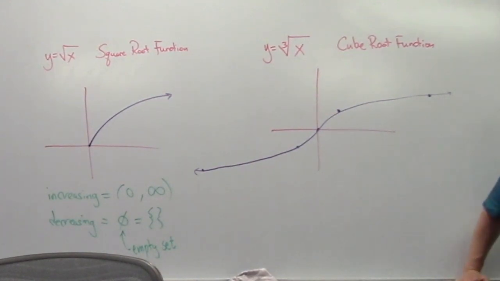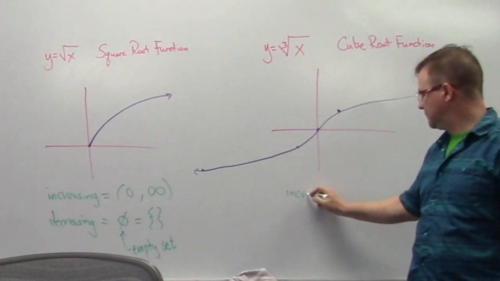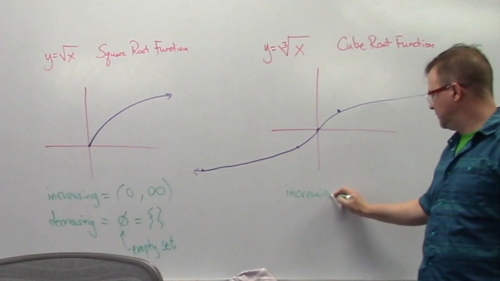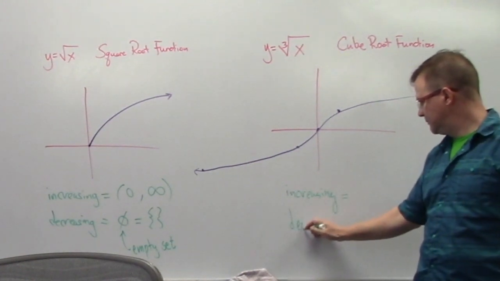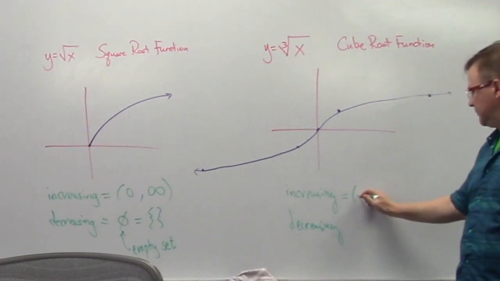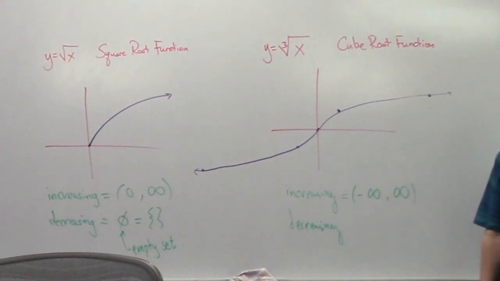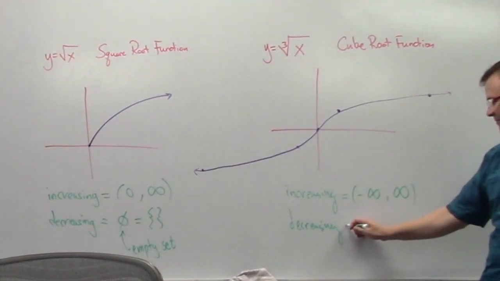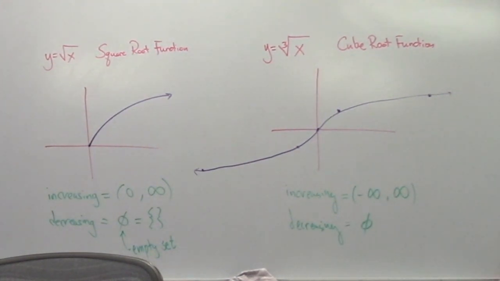And regarding the cube root function, in this case I'd say it's increasing from where to where? Negative infinity to infinity. Yeah, pretty much everywhere. It can't be both increasing and decreasing, right?